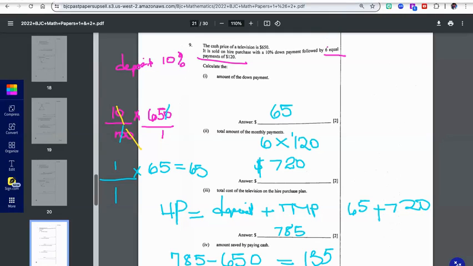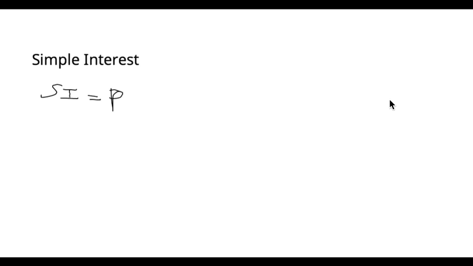Now for our remaining time, we're going to go to simple interest. I want you to take this down, please. So simple interest is equal to principal times rate times time. Principal, that's the first thing. Principal is the amount borrowed.